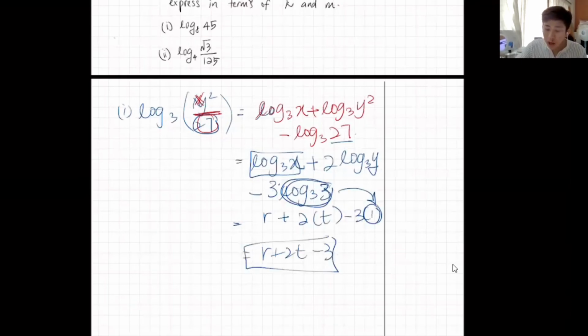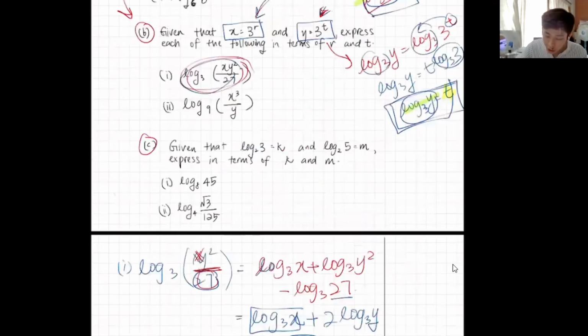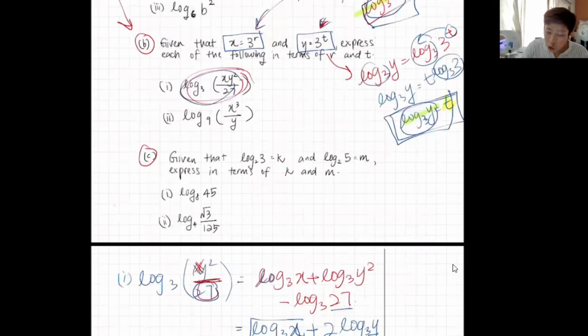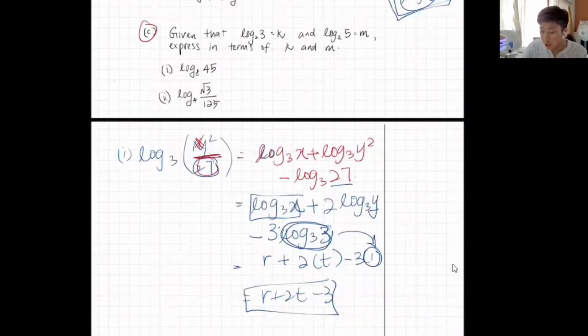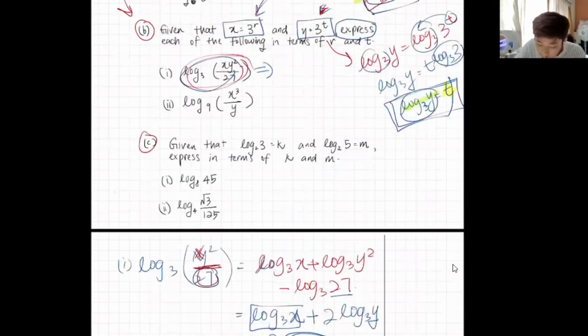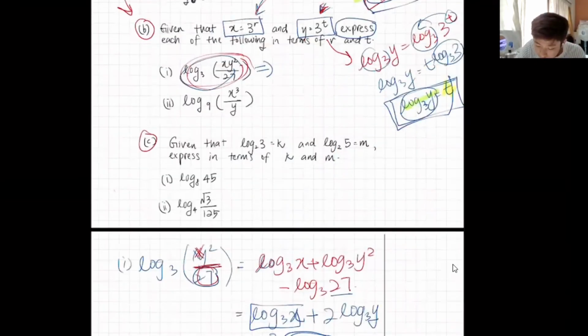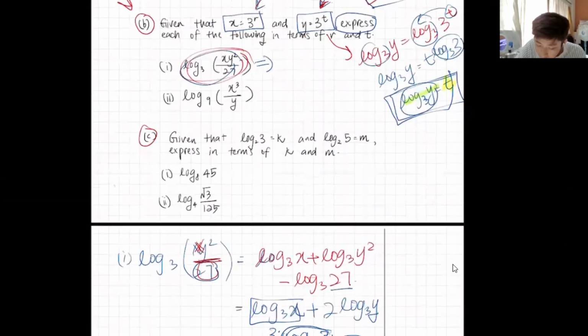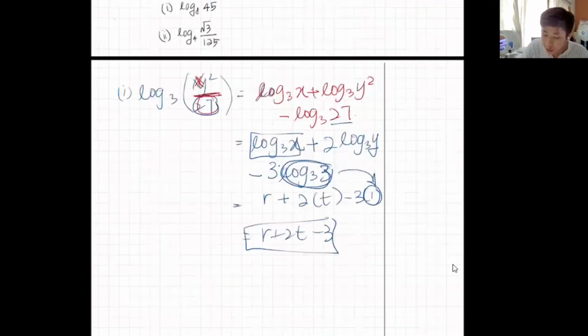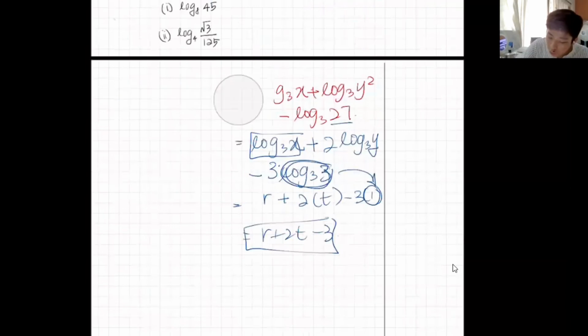So check back. Have I answered the question? Check. What did they ask you? They asked you to express each of them, which is this one, in terms of r and t. Means your answer must have r or t or r and t together. Okay, so yes, it's correct because this answer has r and t. So it's correct. I'm answering the question. Always check back. Okay, this is very simple because it did not involve change in base. Let's move on to question 2, okay?